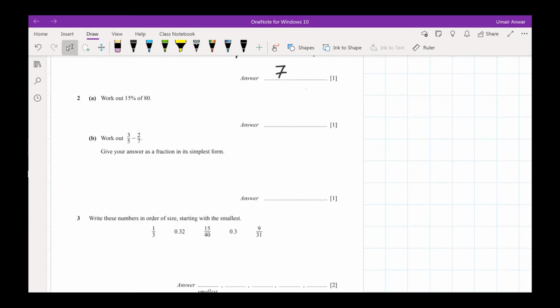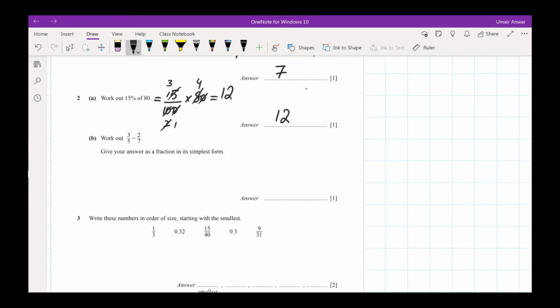Now, question number 2, part A says work out 15% of 80. In order to solve this question, 15% means 15 upon 100 will be multiplied with 80. Now we are going to simplify it. 0 can be cancelled with this 0. 5 will simplify this 15 and 10: 5 threes are 15, 5 twos are 10. And 2 will simplify this 8. So 3 fours are 12 is the final answer. So 15% of 80 is going to be 12.